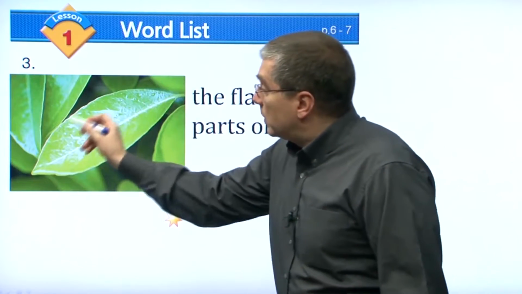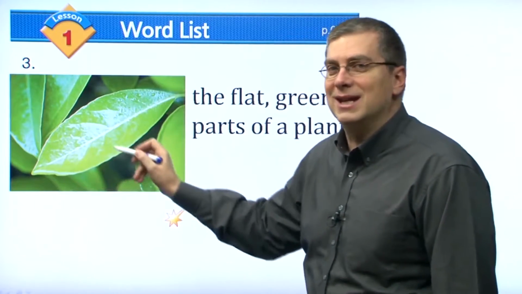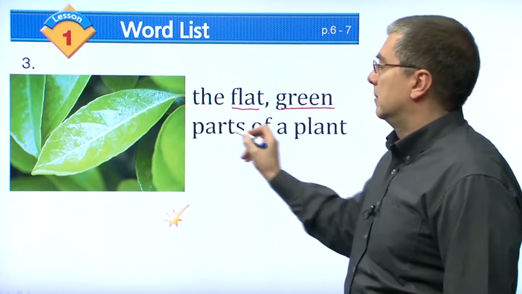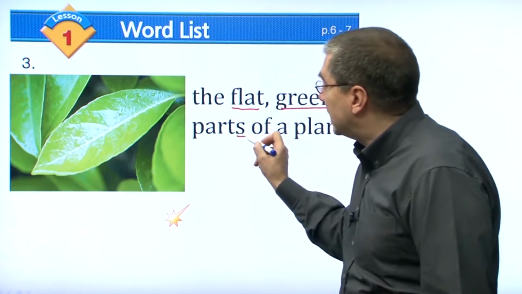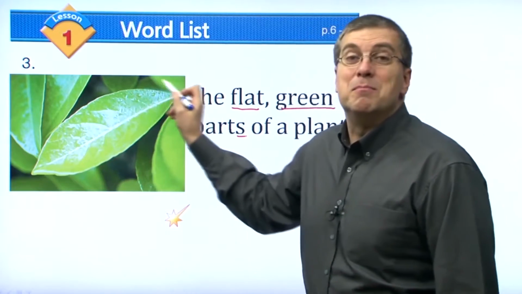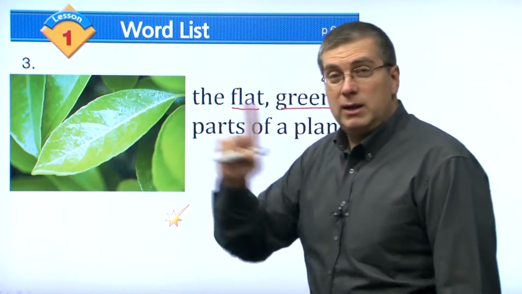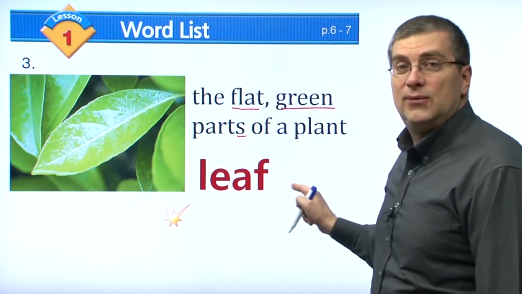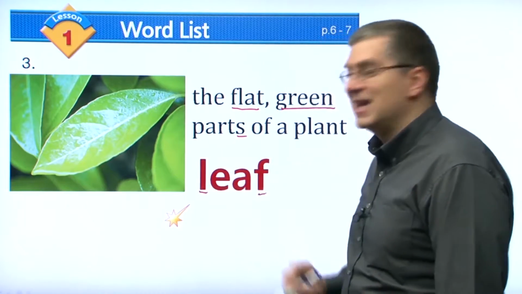The next word we can see, wow, looks really bright here, right? Very green. This is the flat green part of a plant. And there are many, right? A plant has many of these. What do we call this one? One of them, what do we call it? We call it a leaf. Leaf.